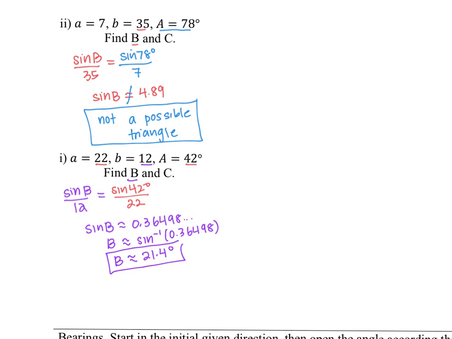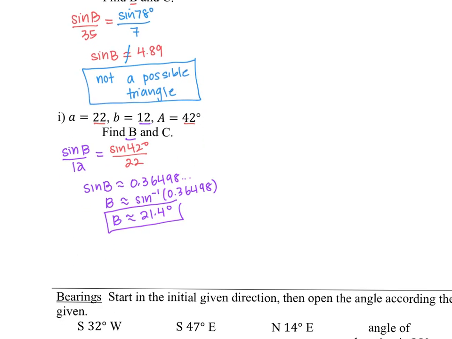Okay, let me go ahead and find C, and then I'm going to consider the alternate answer. And the alternate answer occurs only with law of sines. So C equals 180 degrees minus the 42 degrees plus the 21.4 degrees, or however you do this. I get 116.6 degrees for my missing angle.